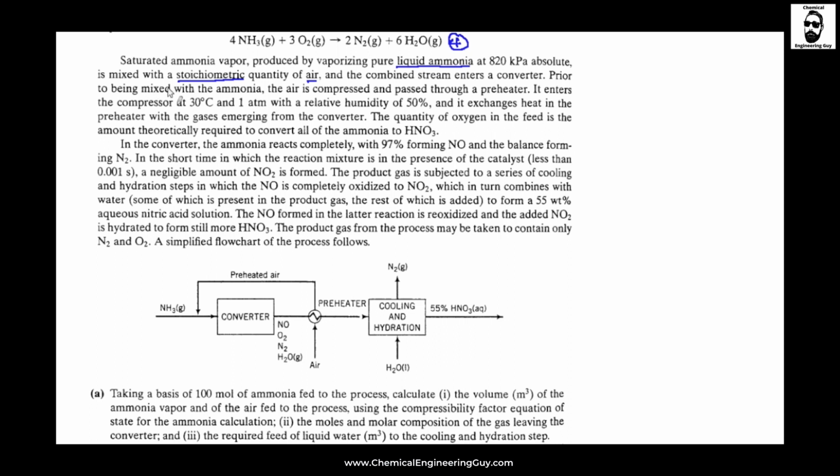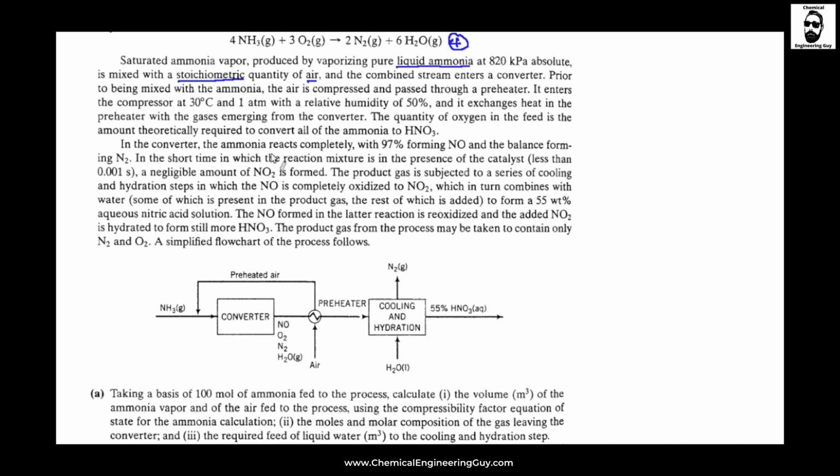Prior to being mixed with the ammonia, the air is compressed and passed through a preheater. It enters the compressor at 30 Celsius and leaves at 1 atmosphere. And 1 atmosphere is also the inlet, with a relative humidity of 50%. So all these conditions are here. It exchanges heat in the preheater with the gases emerging from the converter. The quantity of oxygen in the feed is the amount theoretically required to convert all the ammonia to nitric acid.